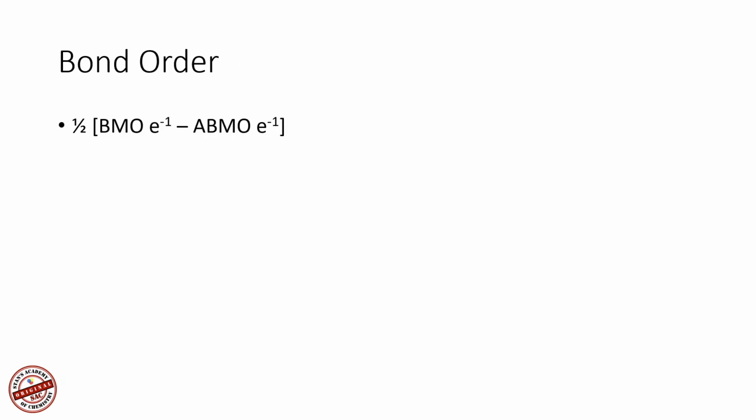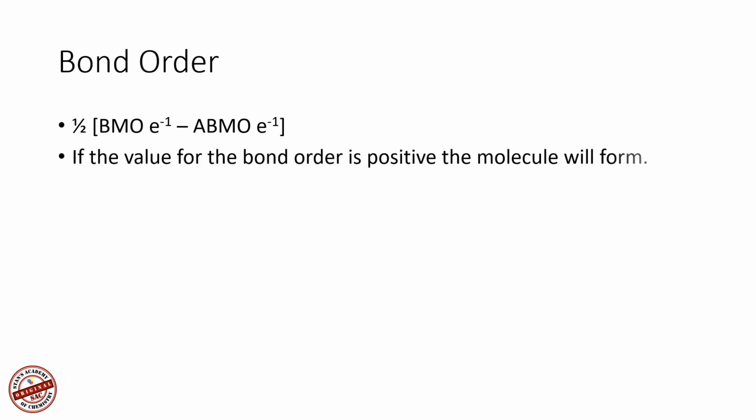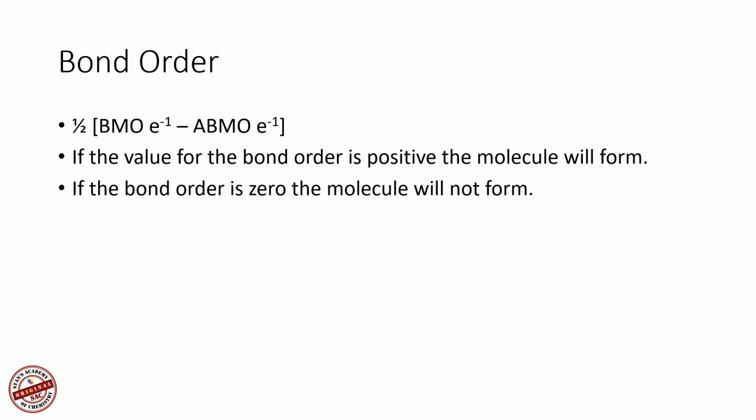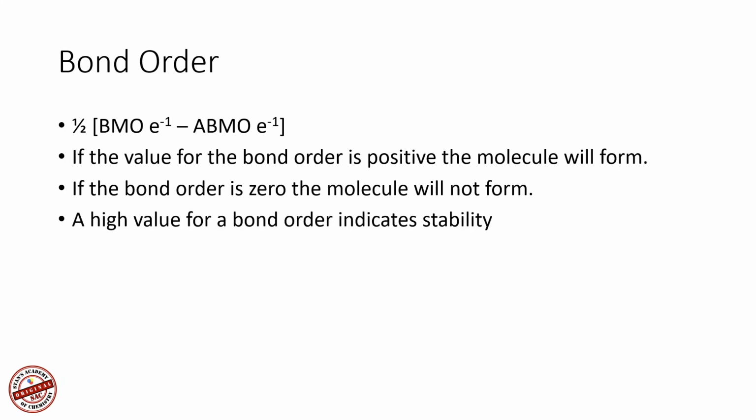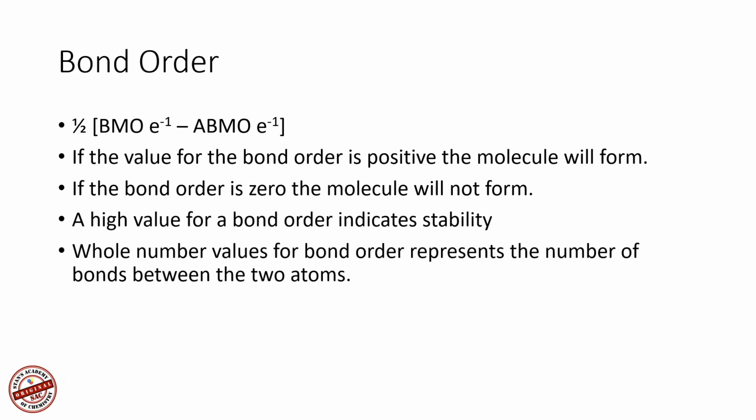Bond order. We can calculate a value called bond order using the equation half into bonding molecular orbital electrons minus antibonding molecular orbital electrons. If the value of the bond order is positive, the molecule will form. If the bond order is 0, the molecule will not form. A high value for bond order indicates stability. Whole number values for bond order represent the number of bonds between the two atoms.